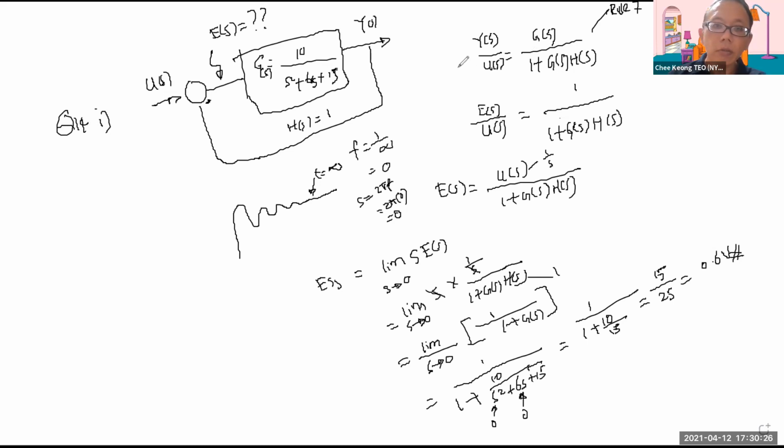So let's try to do that. Before that, I will clear the drawing because it's too messy, and start a fresh page. For question 14, parts 2, 3, and 4, you first require to find omega n and zeta.